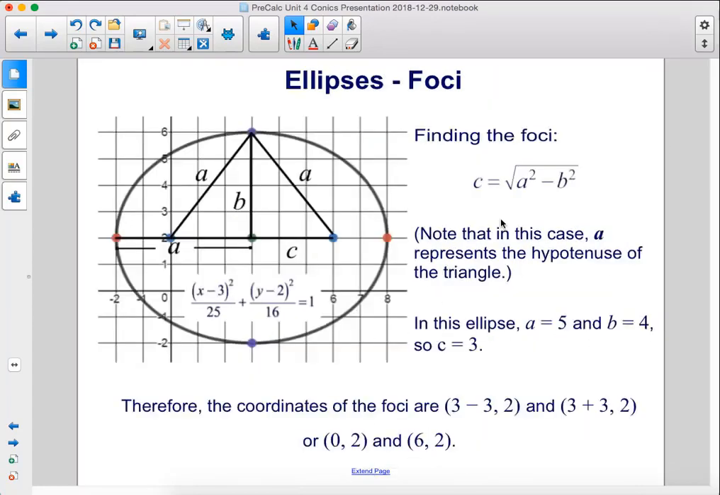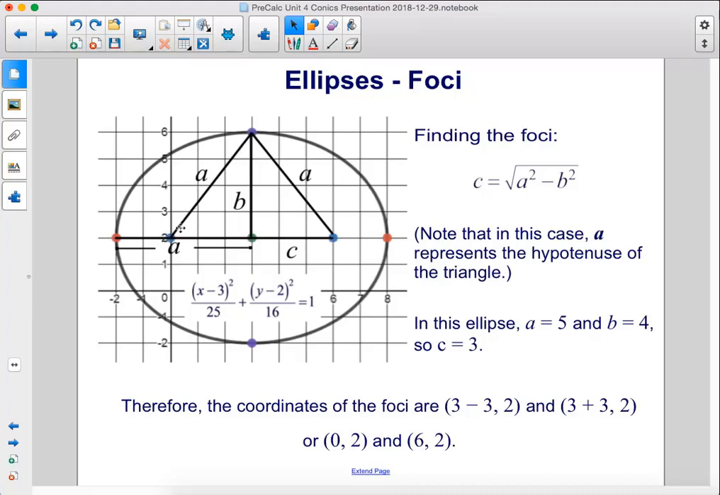Finding the foci. c equals the square root of a squared minus b squared. Note that in this case, a represents the hypotenuse of the triangle. So we have this triangle here. From this co-vertex to the center, we have the foci in blue here and here.